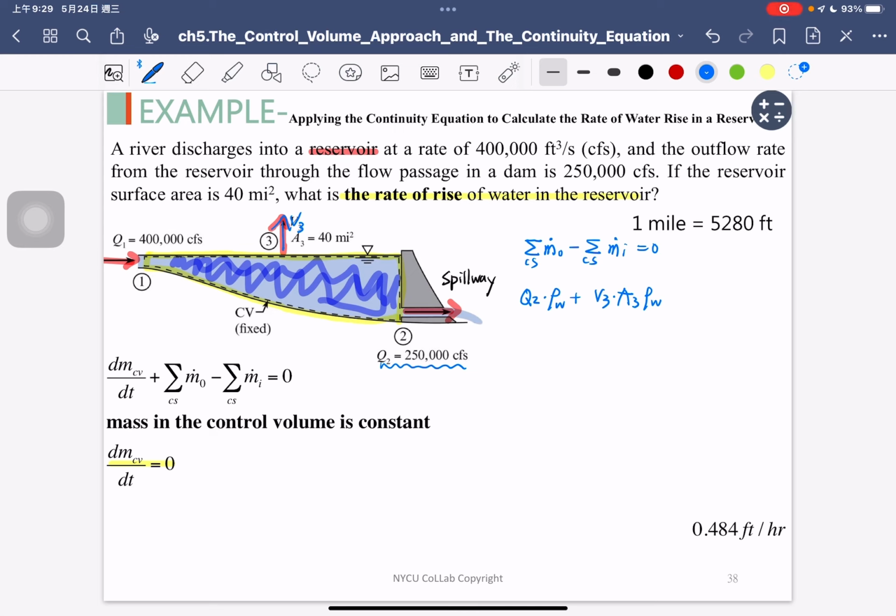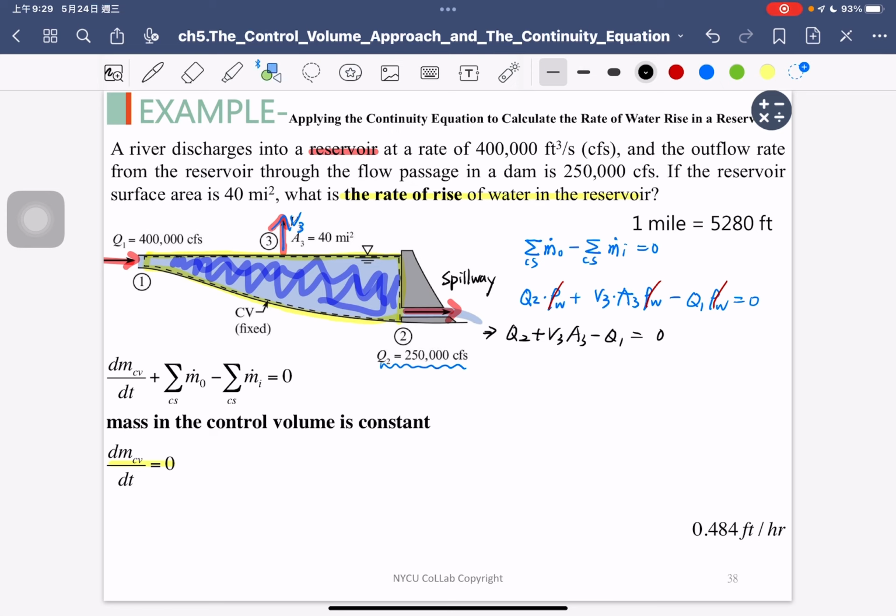Then we only have one inflow rate, contributed by Q1, and we have the water density, and finally it equals 0. Based on this equation, you can cancel out all the water densities, and then you can rewrite the equation: Q2 plus V3A3 minus Q1 equals 0.